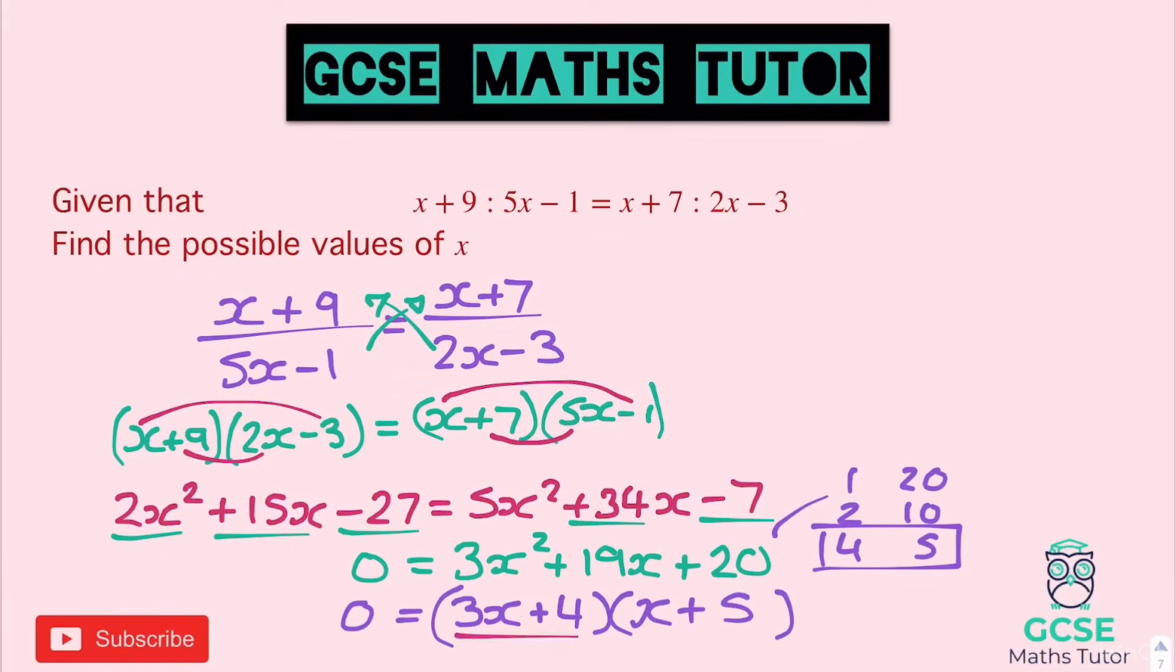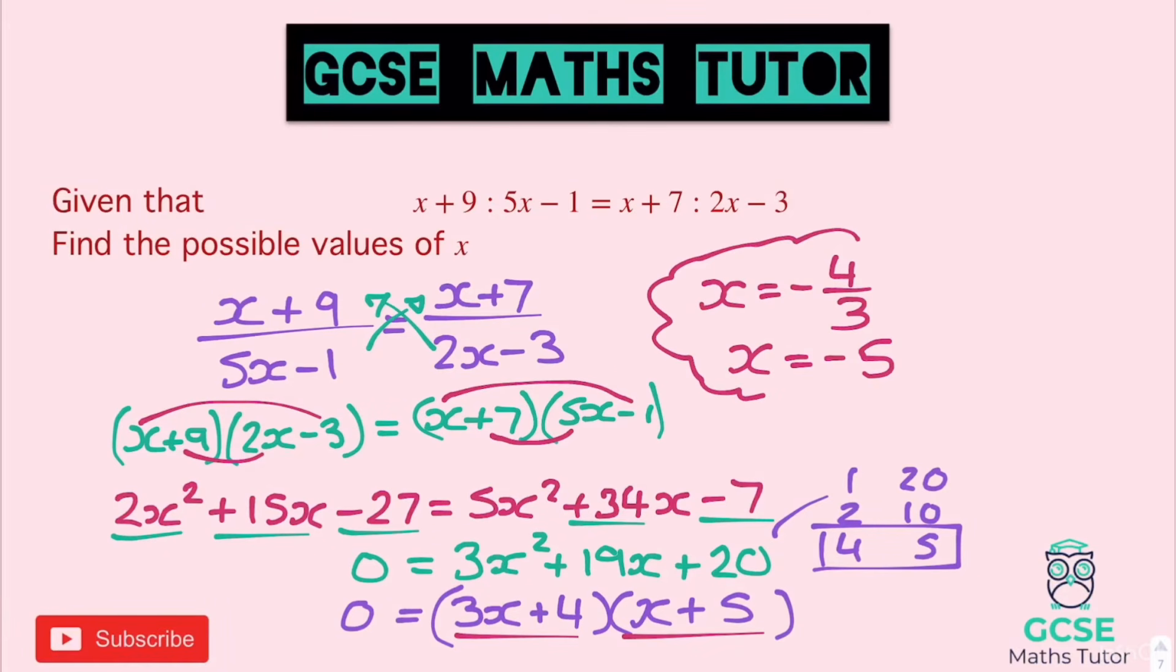So for that first bracket there, we get x is equal to negative 4 over 3. And for the right bracket there, we get x is equal to negative 5. And there we go, there's our two solutions. There we are, and that's our question done. Right, now I've got two more questions that we're going to have a look at. We're going to have a look at them separately, but let's have a look at those questions now.